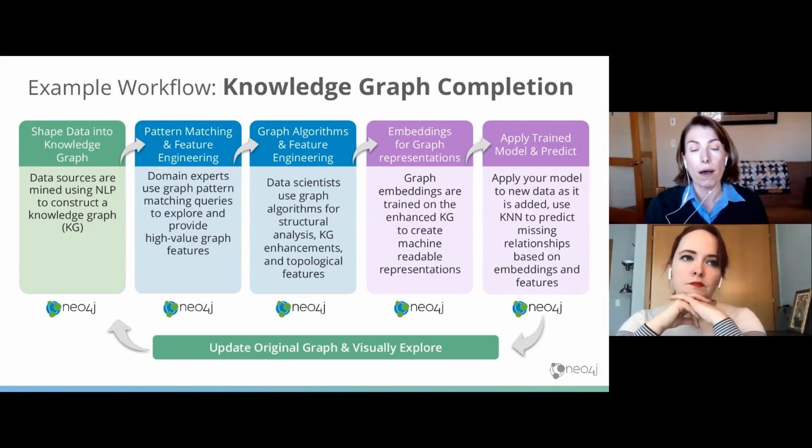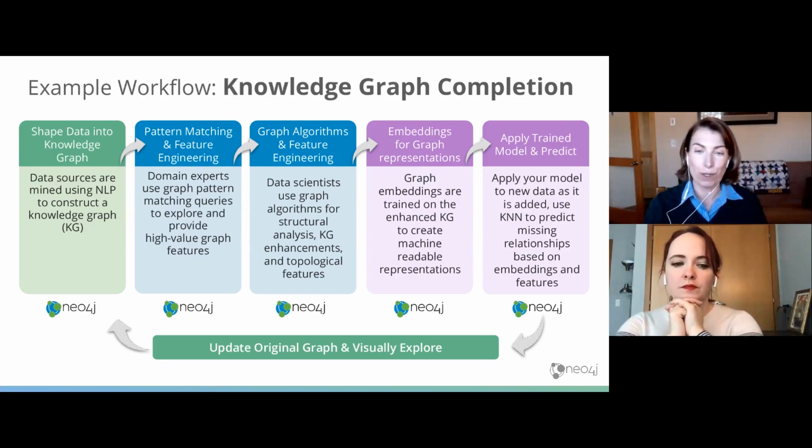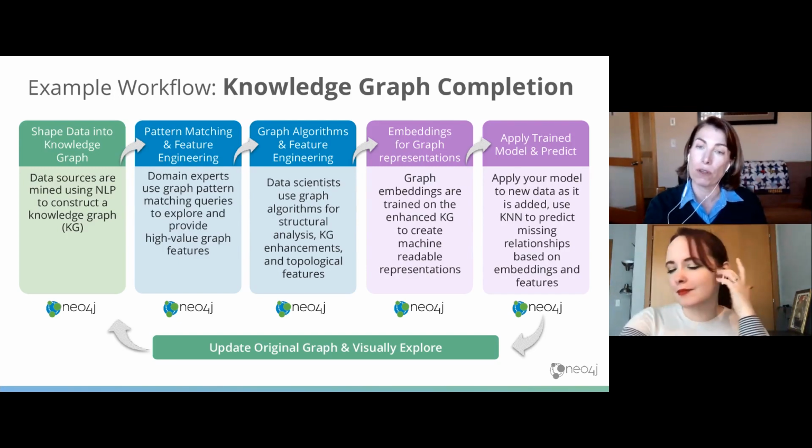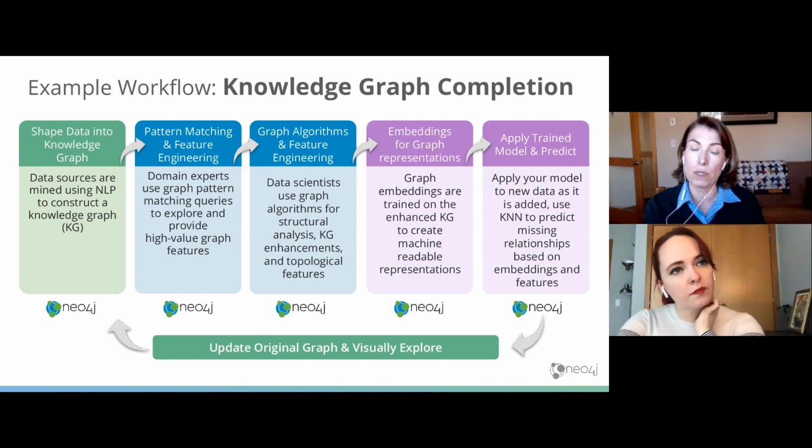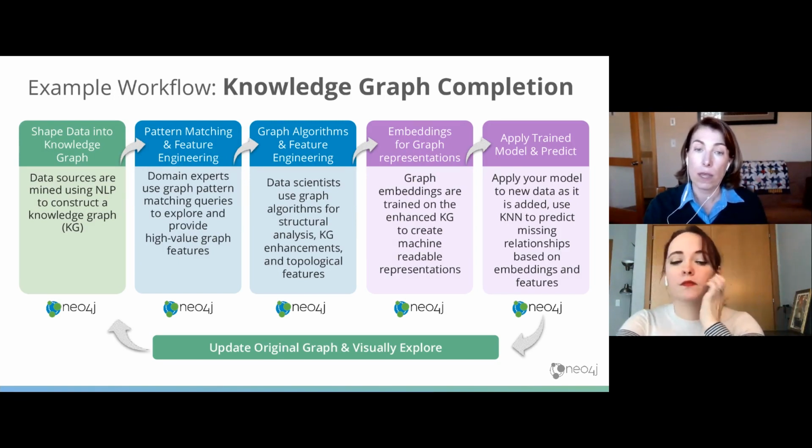And so you saw her walk through how to use either collapse path, which was really interesting as well. So you can use them to make predictions about relationships, and then you can collapse those as well if you want. Then she looked at updating. You could update your original graph, or you can do visual exploration, or do both. And so you saw her walk through those different steps.